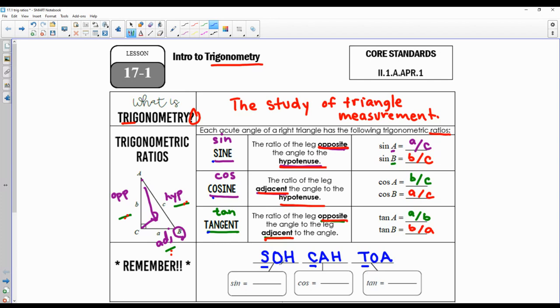The sine is always, notice this O stands for the word opposite, so sine is your opposite over your H, which stands for hypotenuse. So that's how we remember this. The cosine stands for the A, which is your adjacent over your hypotenuse. And the T stands for the O, which is opposite over your adjacent. All right, so I'll do some examples in the next video, but we're going to share this one first.